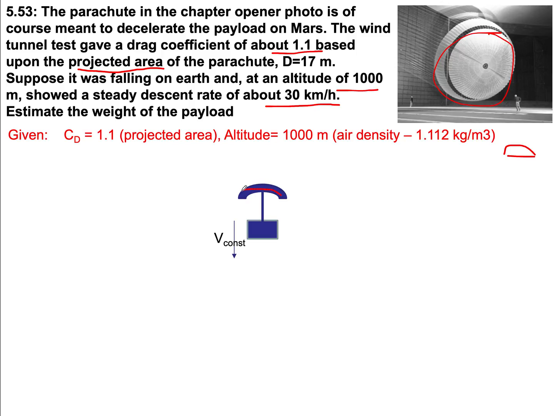You have a parachute, a load attached to it. And we know that when you do this test on Earth, you get a velocity of 30 kilometers per hour. At an altitude of 1,000 meters, the atmosphere has an air density of 1.11. So the question is, what is the weight of this load? So there are some keywords. One keyword is it's a steady descent.